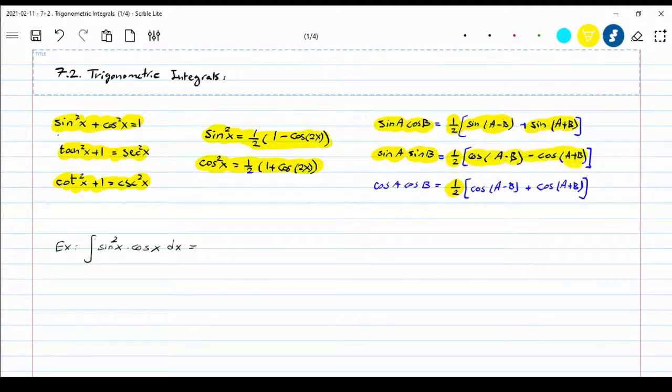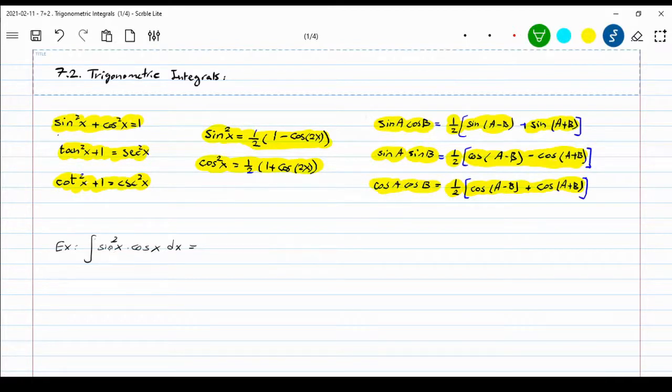The good thing is you don't need to memorize these. These are all available throughout the exams and quizzes, but you should be able to see how you can use these, and we're going to discuss that today. Okay, so let's focus on a simple integral.